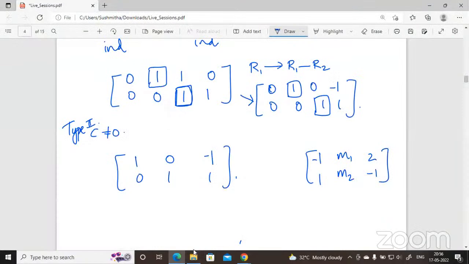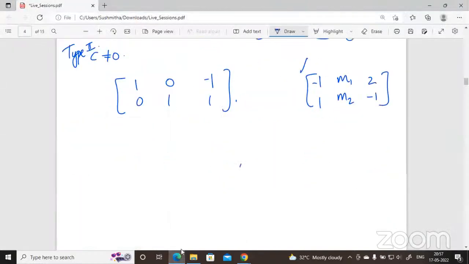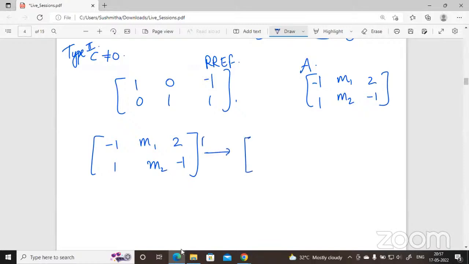Okay, M1 M2, the second column. So this is my given matrix A, and this is the reduced echelon form of it. So minus 1 M1 2, 1 M2 minus 1. What is the first step? Interchange rows. We can just interchange the rows here. So 1 M2 minus 1, minus 1 M1 2.